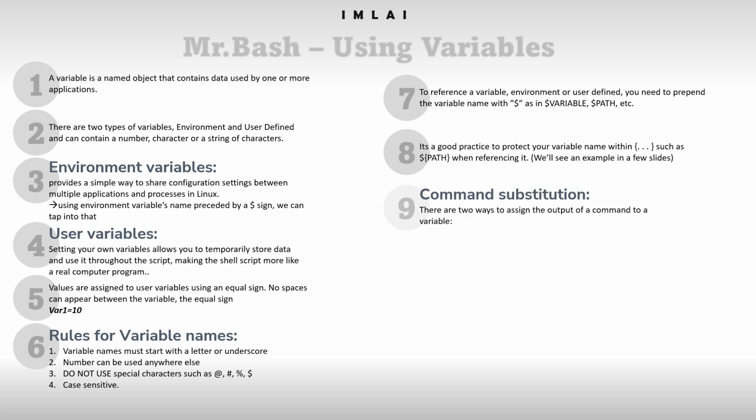One of the most useful features of shell script is the ability to extract information from the output of a command and assign it to a variable. After you assign the output to a variable, you can use that value anywhere in your script. This comes in handy when processing data in your script. So there are two ways to assign the output of a command to a variable.